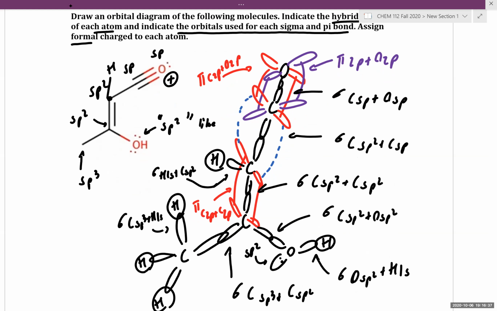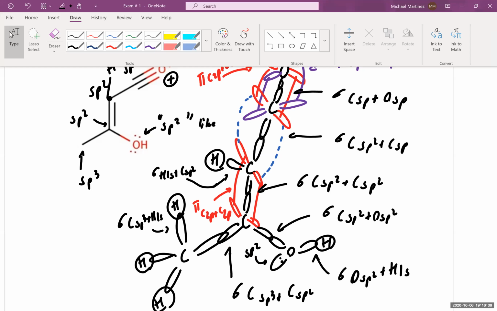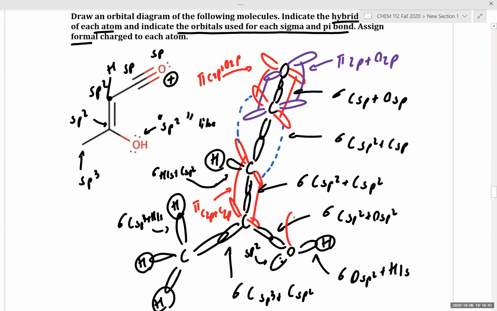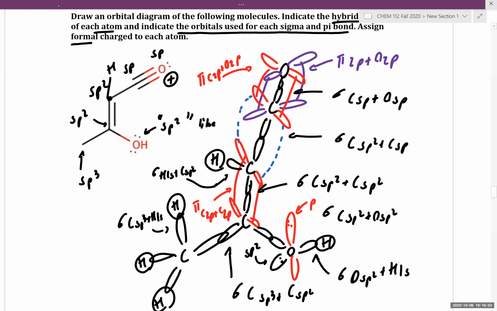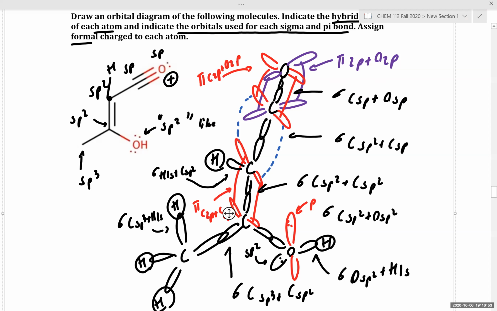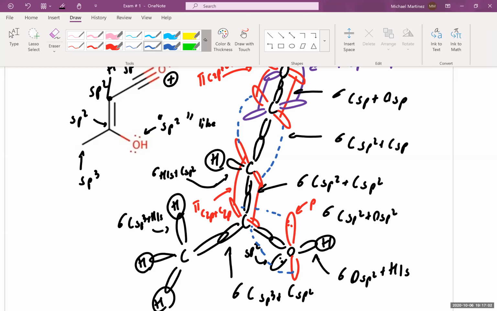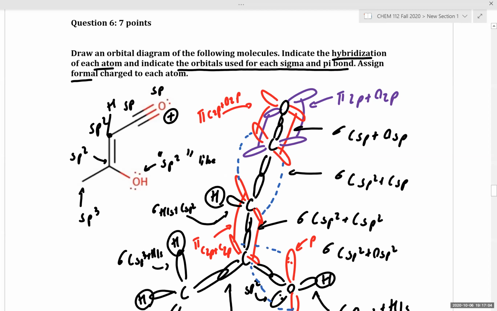Additionally, looking at this oxygen, the lone pair on oxygen prefers to be held in a p orbital so that it can participate in conjugation and delocalization with the rest of our pi system. Finally, the oxygen lone pair would be held in an sp orbital.